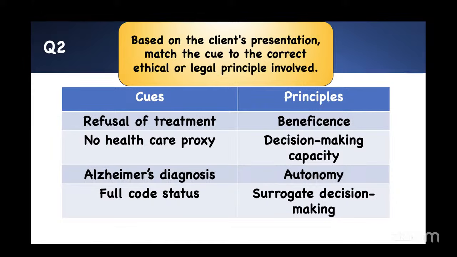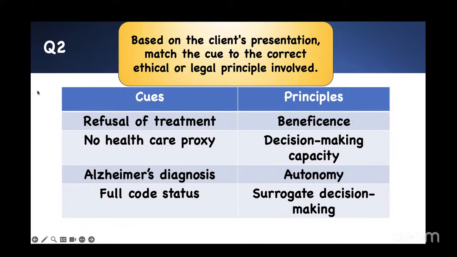Is it beneficence? Is it decision-making capacity? Is it autonomy or surrogate decision-making? That's the principle. No healthcare proxy. What kind of principle is that? Alzheimer's disease. What kind of principle is that? And full code status. What do you think is the principle being demonstrated here? You can put your answer in the comment section, but think about it.